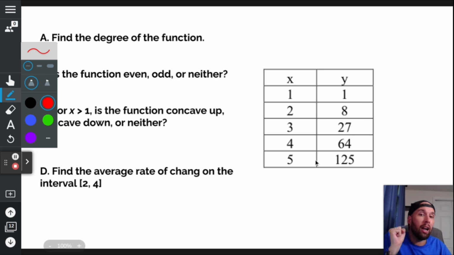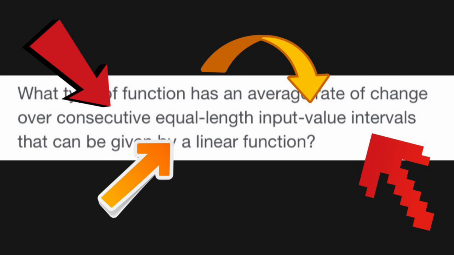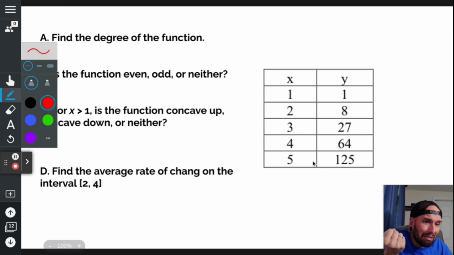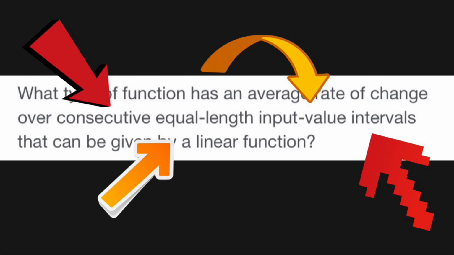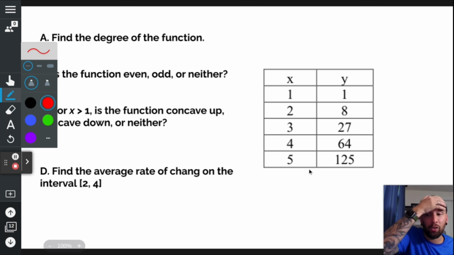If you watched my last video on sections 1-1 to 1-3, I struggled with this phrase. I think I remember that the phrase is consecutive input value equal length intervals? Or is it consecutive equal length input value intervals? I don't know. There was always a word in the last video that I kept forgetting to say, and I think I got it this time. These go up by 1.